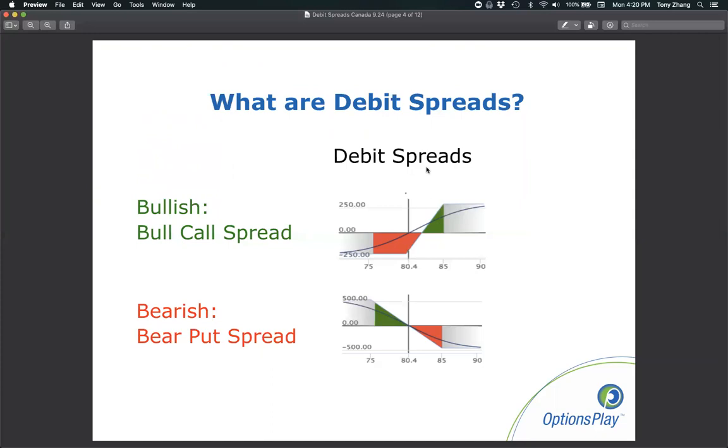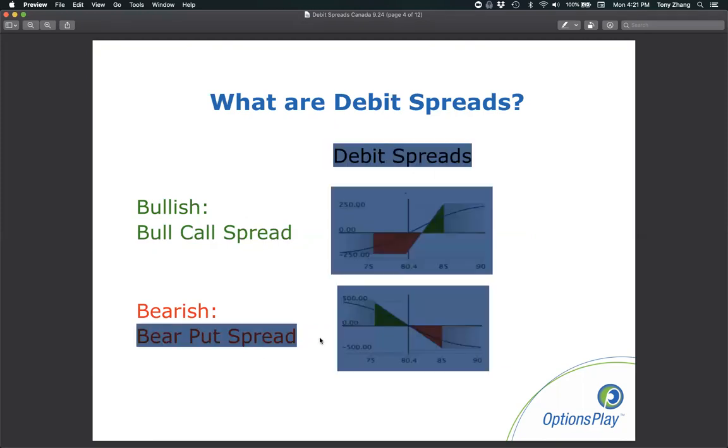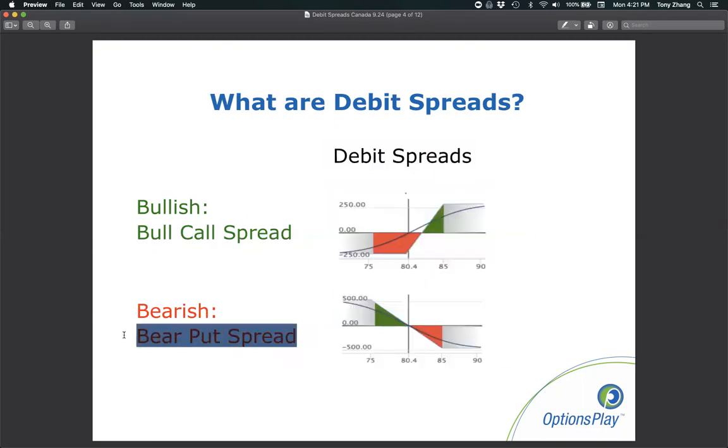So today, right off the bat, I want to define what a debit spread is. Before I get into the construction, I just want to talk about it on a high level. Debit spreads are very simple strategies that allow you to take advantage of either a bullish view on an underlying stock or ETF, or a bearish view on an underlying stock or ETF. When you're trading a debit spread, if you're bullish, you would trade what we call a bull call spread, or a bull call vertical, a long call vertical. And if you're bearish, you trade what we call a bear put spread, or a long put vertical. So these are the two strategies. This is what we call a debit spread.